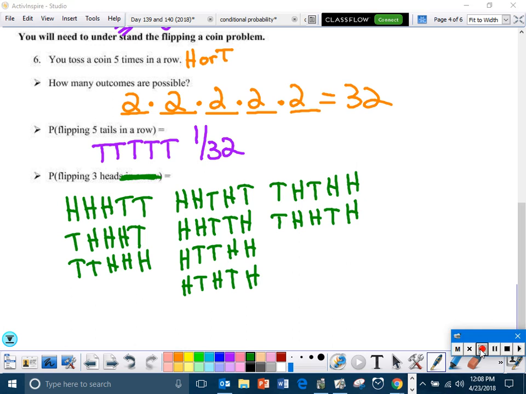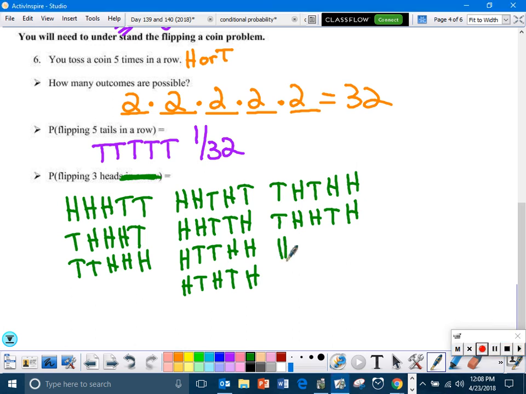And the last one would be heads, tails, heads, heads, tails. Okay? I think that's it. So that would be 10 of them. So 10 out of 32, or 5 out of 16. All right, next page.